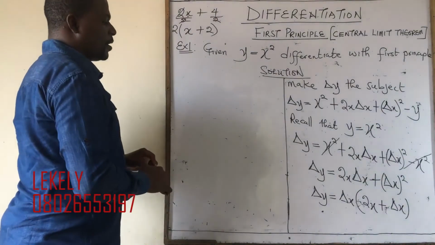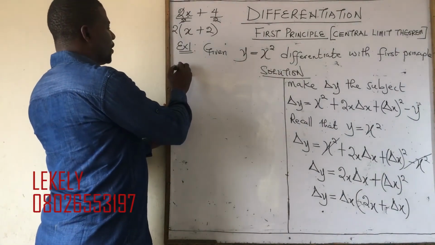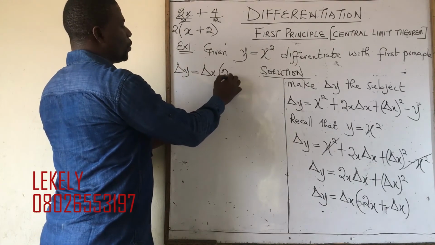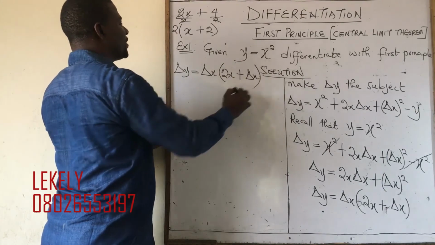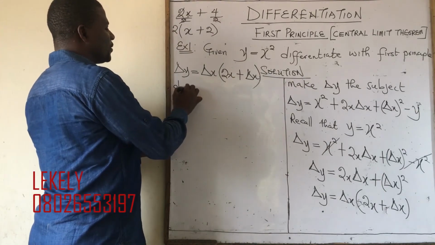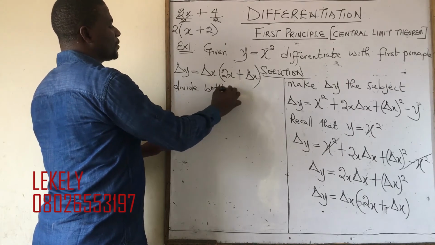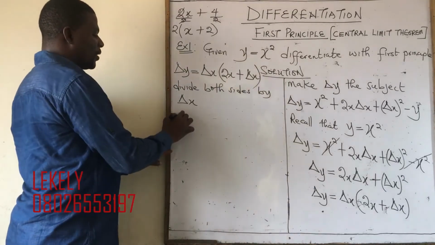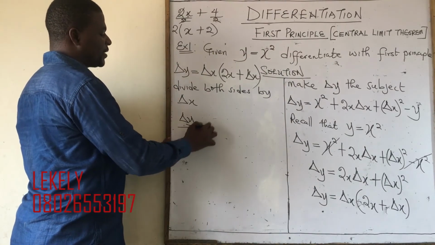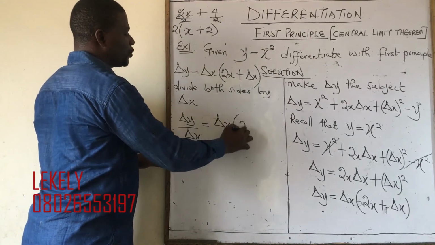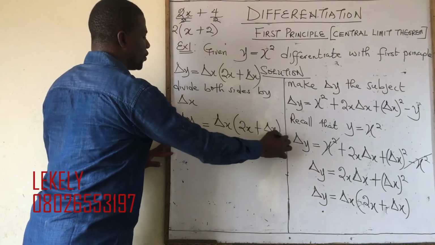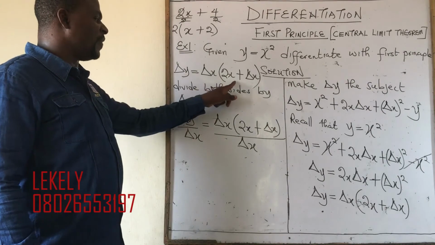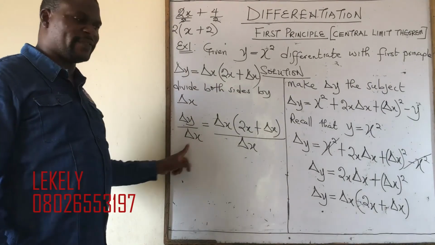So from here I will now say that change in y equals change in x into 2x plus delta x. So divide both sides by change in x. So you are now going to have change in y over change in x equals change in x into bracket 2x plus change in x, over change in x. Now what I did is that I use this change in x to divide this side and also this side. That's why you have it.